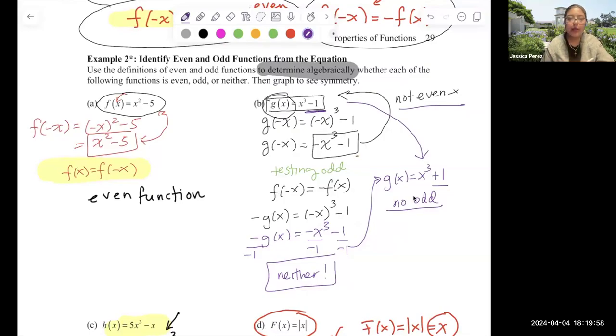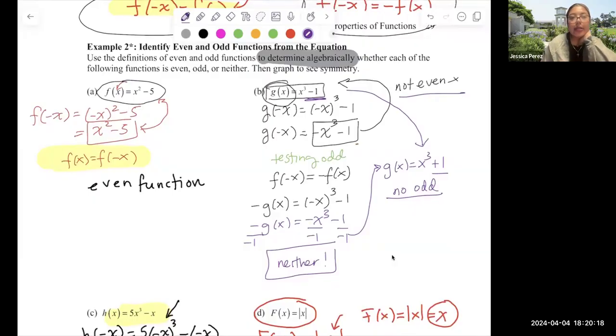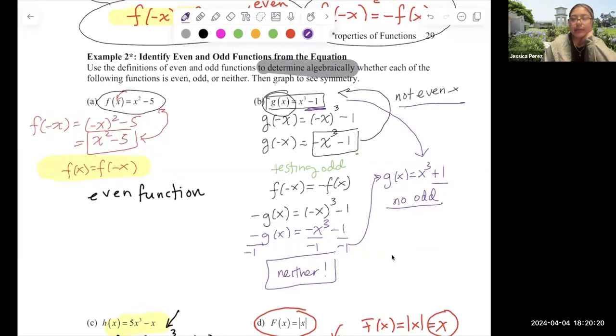Okay. So then letter B was a little more extensive because I had to do it twice. I had to do it for odd and even, and none of them work. So you will actually have to do that on your homework and on your test or your quiz for this section. And this is 1.3. Any questions on A or B?